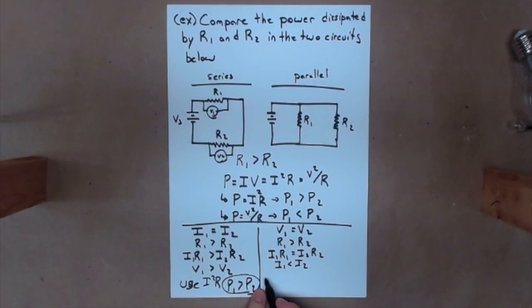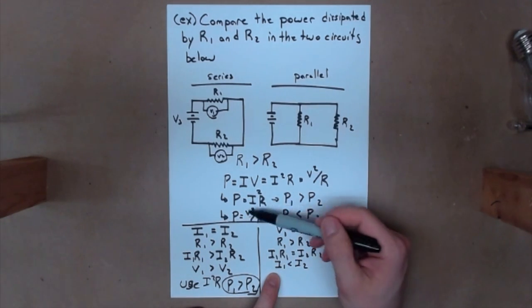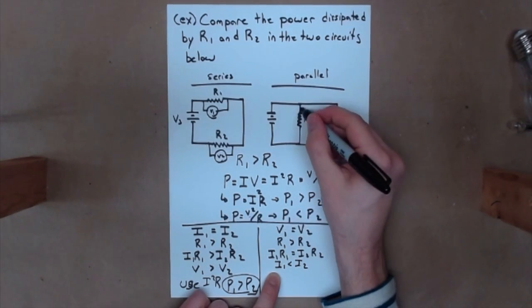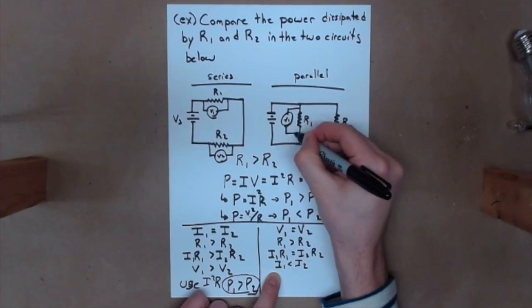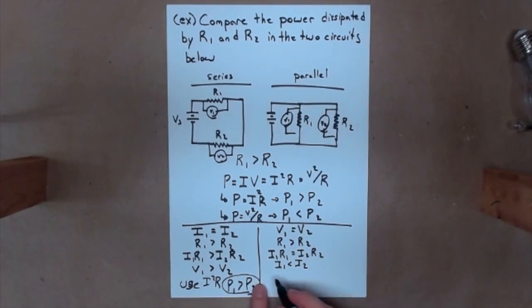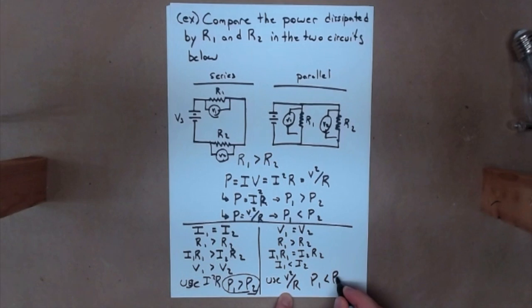Well, if that's the case, the currents are different and the resistance is different. So using an equation that has both of them in it doesn't make much sense to determine the power. I'm going to use the one where at least one of those variables is constant, the voltage. And we remember in a parallel circuit, the potential difference is the same. And so I will choose to use V squared over R, right? And now P1 is less than P2.